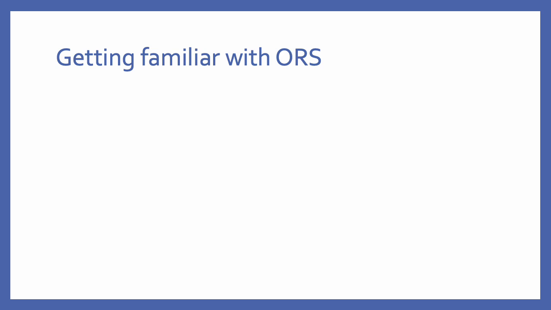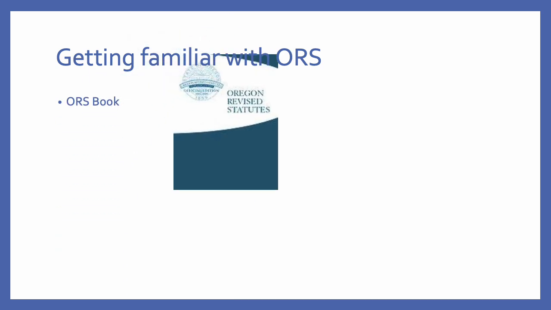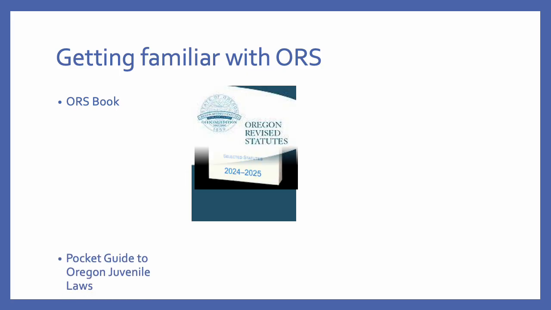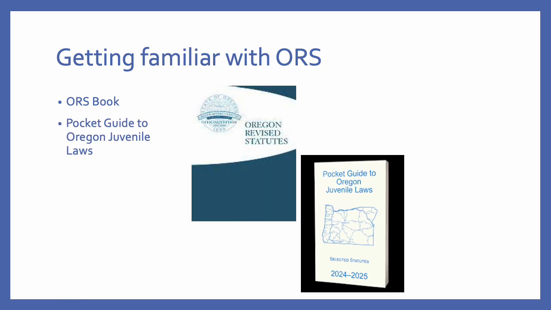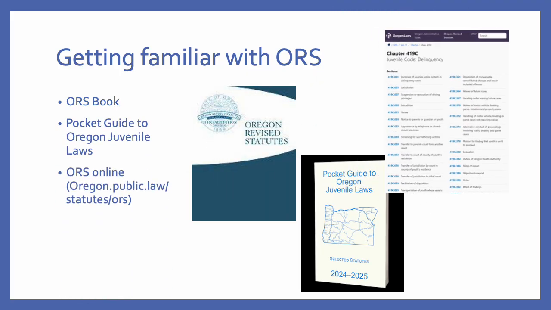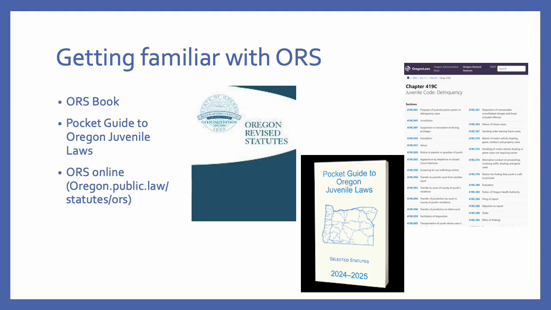This is just an overview and highlights of O.R.S. and the Juvenile Code. One of the best ways of getting familiar with the Juvenile Code is to look up different sections, whether that's in your Oregon Revised Statute book or using the O.R.S. online. If you have an O.R.S. statute book, it is helpful to place tabs to mark these sections that are most relevant to your work in the juvenile justice system.